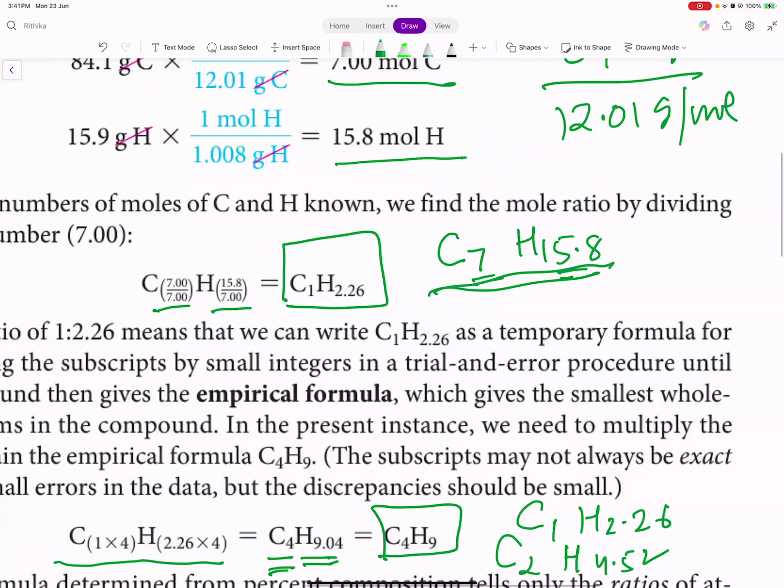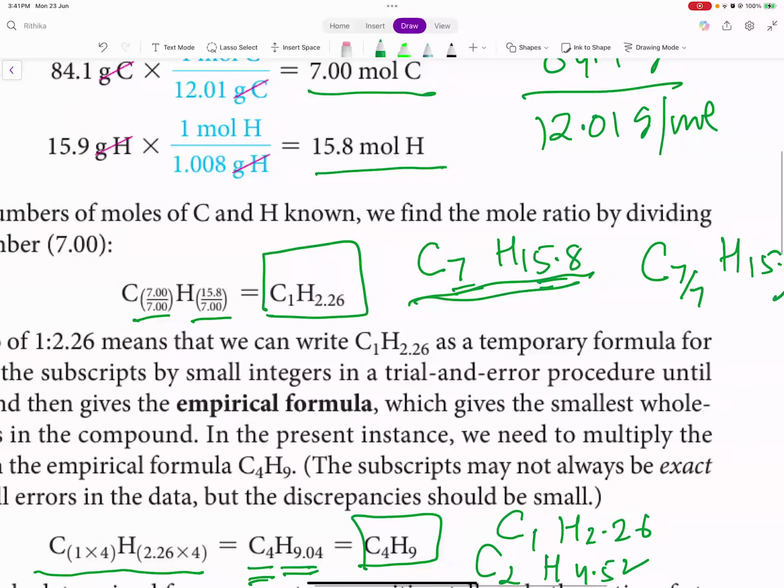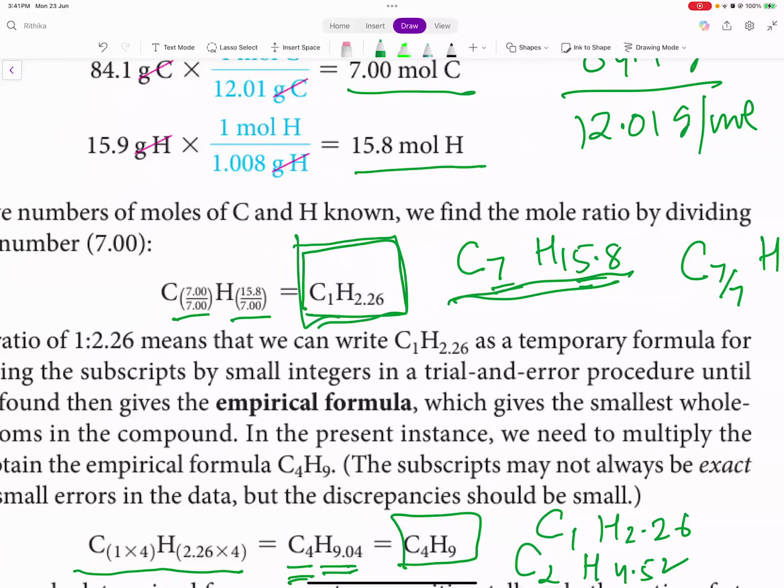Second case, C7H15.8. What we do is first we make it very simple. If we divide both by 7, I will get 7 by 7, so at least one number is becoming a full integer. After this dividing by the smallest number, we start, because it is easy to see what we have to do. We get C1H2.26. It is much easier to see which numbers we have to multiply, because they can be smaller than 7 also, right?